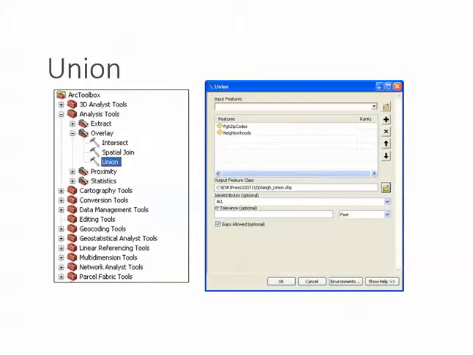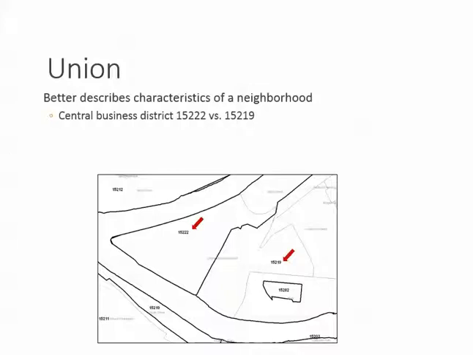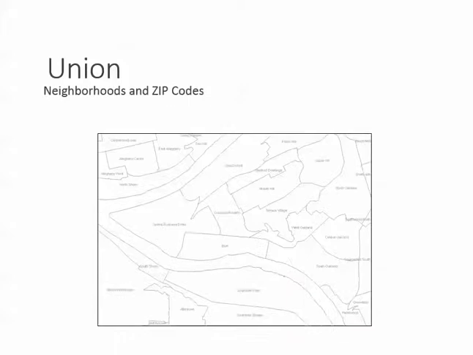So if you run a union tool on these 2 layers and have the join attributes all, the resulting layer could be something that better describes the characteristics of a neighborhood. So for instance, which part of a neighborhood is within this particular zip code or that particular zip code. Right? So remember, looking at this particular section, this right here is what it looks like before the union.